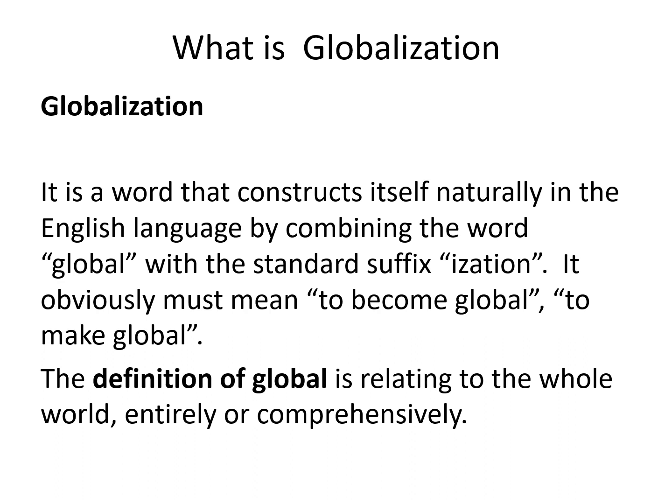What is globalization? First of all, there is a need to define what this word means. It is a word that constructs itself naturally in the English language by combining the word global with standard suffixization. It's a combination of two words, global and ization, the suffix that we put after the root word global. So it must mean to become global, to make global or universal, or the things that are shared by the whole world. And the definition of global is relating to the whole world, entirely or comprehensively.